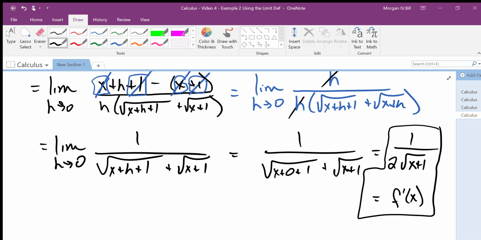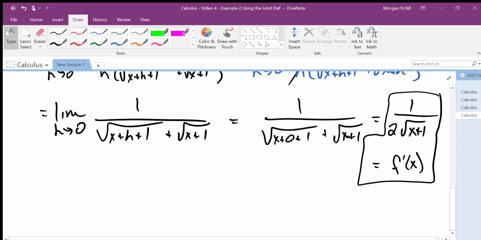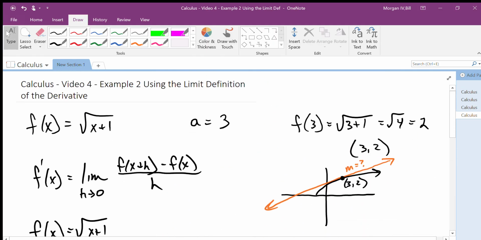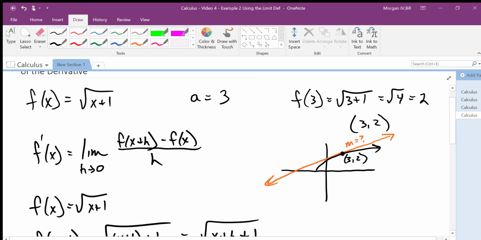Again, this is the function that tells us the slope of the tangent line at any point x that we want on our original function, square root of x plus 1. So we had an original function of f of x equals square root of x plus 1. We now know the derivative. What we want is the slope of the tangent line at a equals 3, or x equals 3 if you want to use x instead.